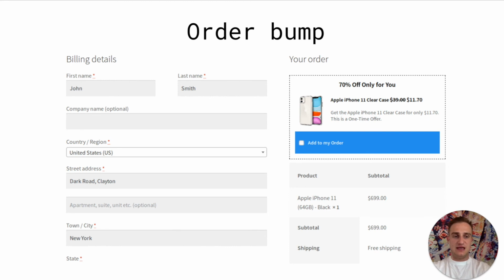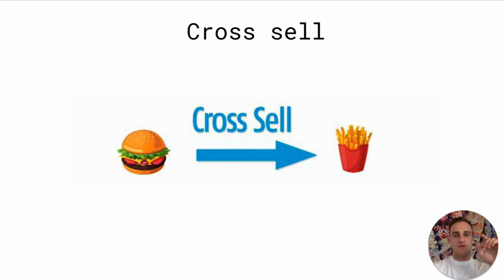But the next technique is created to handle even this case, and it's called cross-sell. In cross-sell, let's say you're buying a burger at McDonald's, right? Let's say you're buying the burger online. You fill in all the shipping info, you've paid, and then after payment they say, okay, thank you for your order, but now you can add fries to your order for half price, okay?